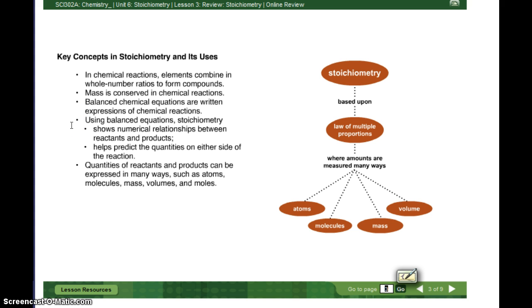Using balanced equations, stoichiometry, first of all, shows numerical relationships between the reactants and products, such as how many atoms are on each side, the mass on each side, and it helps predict the quantities on either side of the reaction. Quantities of reactants and products can be expressed in many ways, such as atoms, molecules, mass, volumes, and moles. So again, stoichiometry is based upon the law of multiple proportions, meaning whole numbers, where amounts are measured in many ways, including atoms, molecules, mass, and volume.